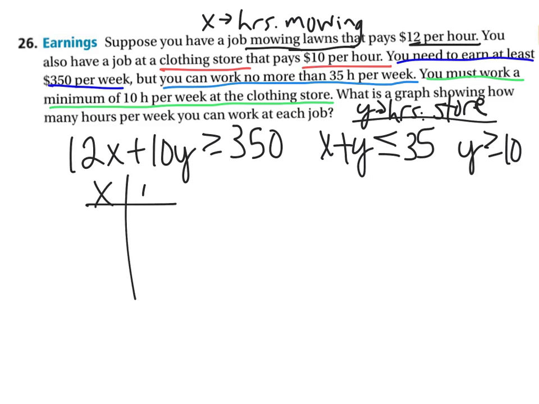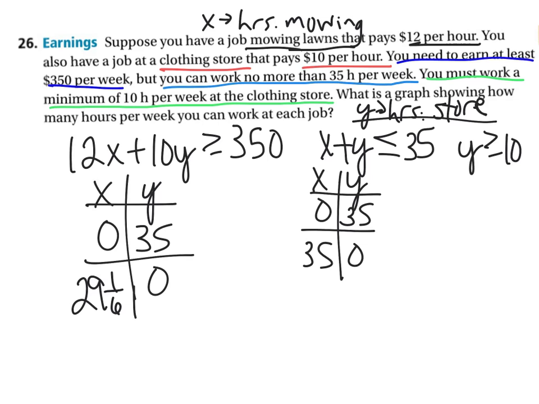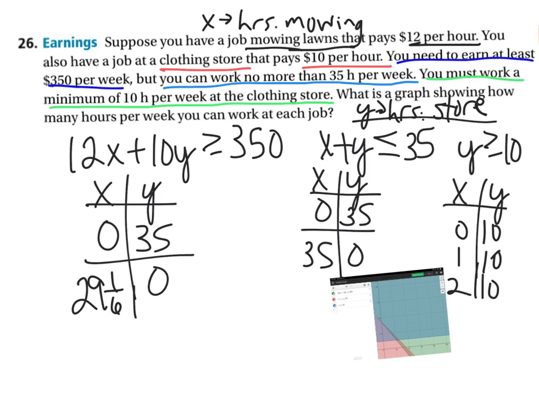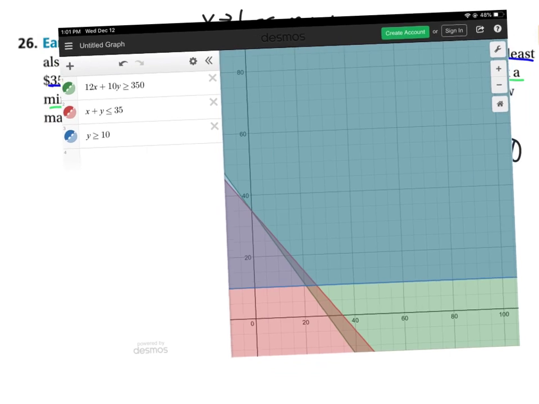And then if we were going to graph this, some points, we would have 0, 35. If we did another intercept, would be 29 and 1/6, 0. And then for these, we could do intercepts 0, 35, and 35, 0. For this one, think about y equals 10. So you could make up some points there. Y is always going to be 10 though. So this is an idea of what the graph would look like for that.